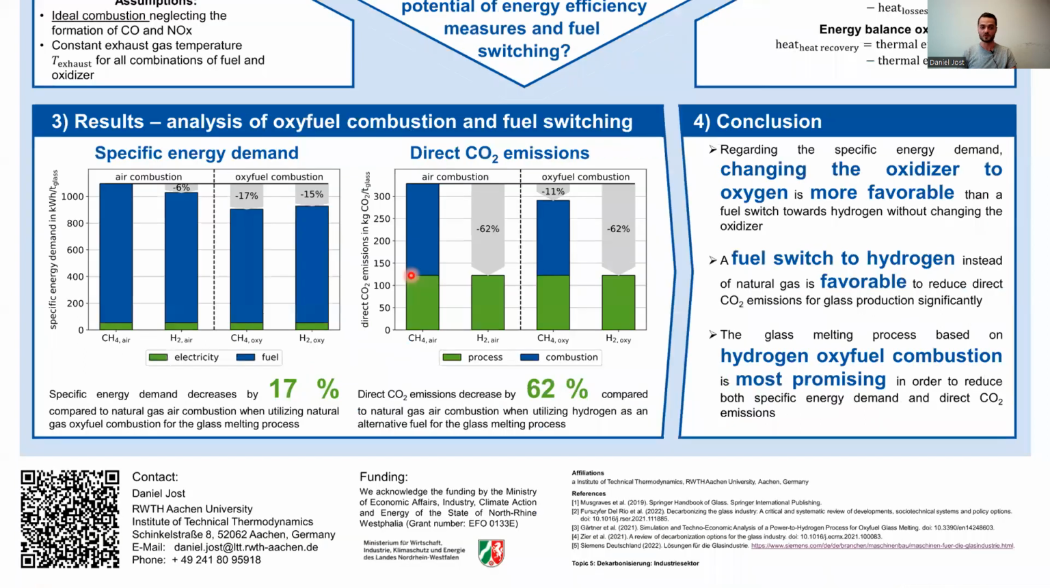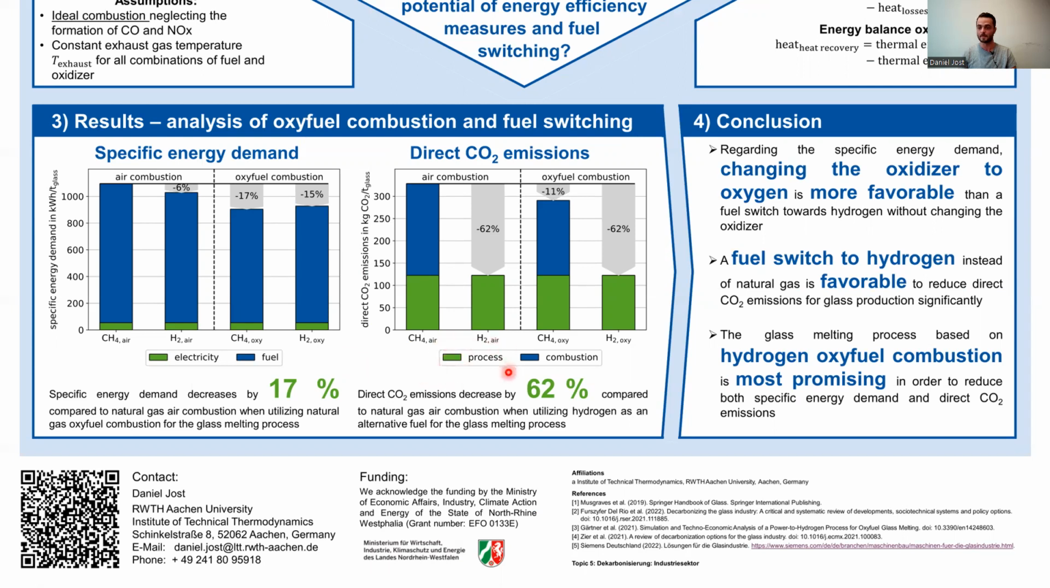Looking at the specific energy demand, it can be seen that it can decrease by about 17% compared to the natural gas air combustion when utilizing natural gas oxy-fuel combustion for the glass melting process. Looking at the direct CO2 emissions, it can be seen that they can be decreased by about 62% compared to the natural gas air combustion when utilizing hydrogen as an alternative fuel for the glass melting process, leaving only process-related emissions behind.